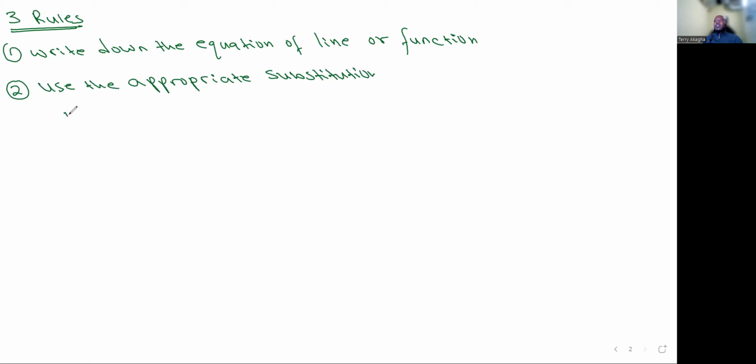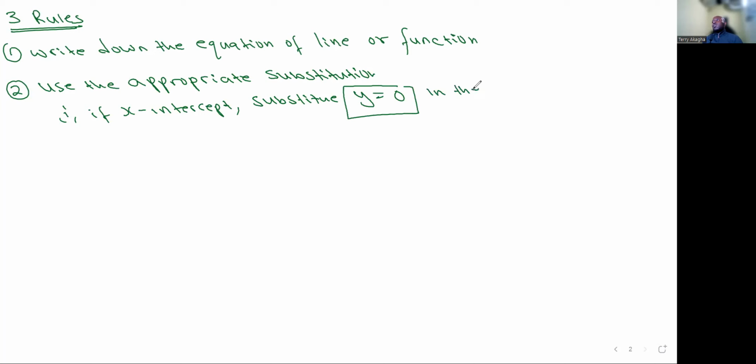So for instance, if it's the x-intercept you're looking for, then you have to substitute y to be equal to what? 0. This is very key. So if it's the x-intercept, you have to substitute y equals 0 in the equation.